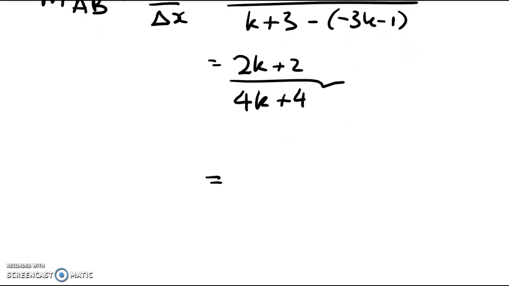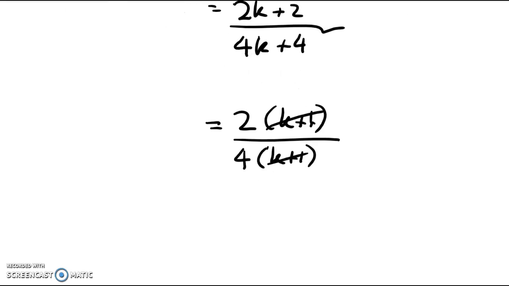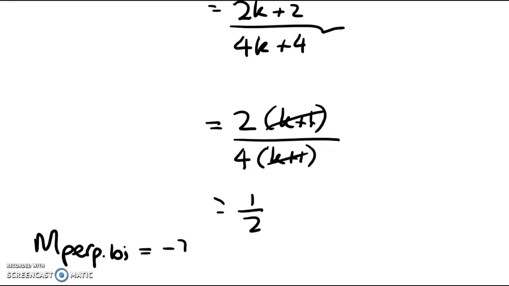And you can see here that we can factor out 2 from the numerator, giving 2 times (k + 1). And in the denominator, we can factor out 4, so we've got 4 times (k + 1), which makes us very happy because that means my gradient is equal to 1/2. And that tells me that the gradient for the perpendicular bisector will be -2. Okay, because those two things have got to multiply to -1 because the lines are perpendicular.